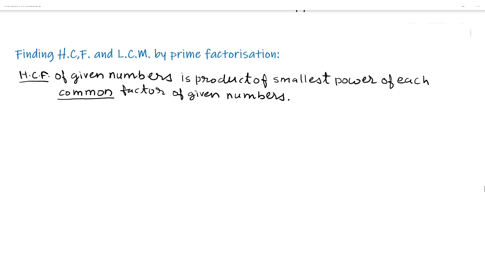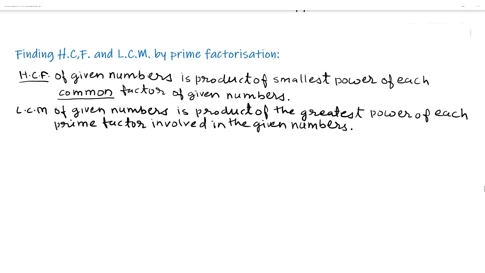Finding HCF and LCM by prime factorization. The HCF of given numbers is the product of the smallest power of each common factor of the given numbers. Here it is important that it is each common factor. And the LCM of given numbers is the product of the greatest power of each prime factor involved in the given numbers. Here each is important.